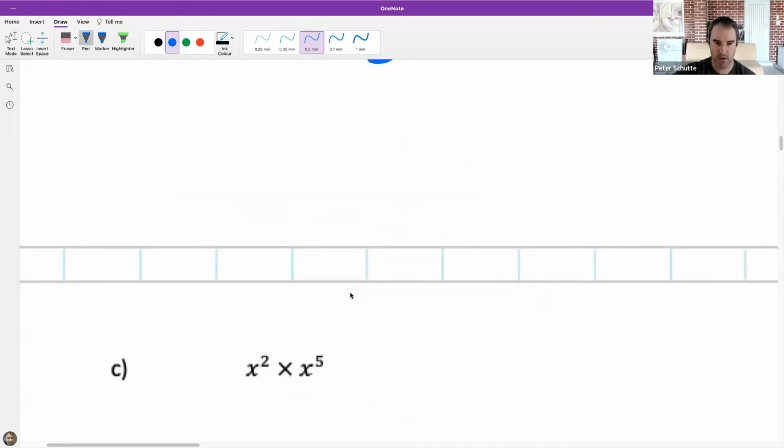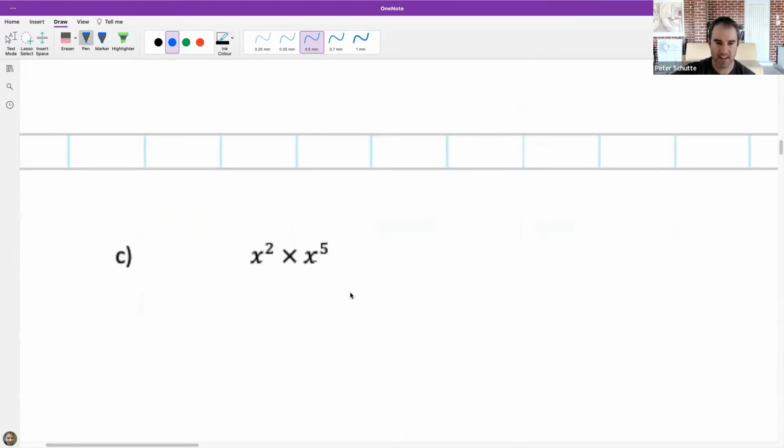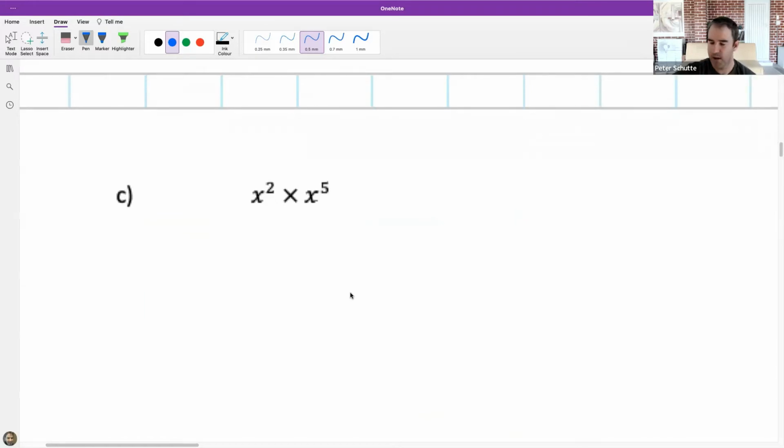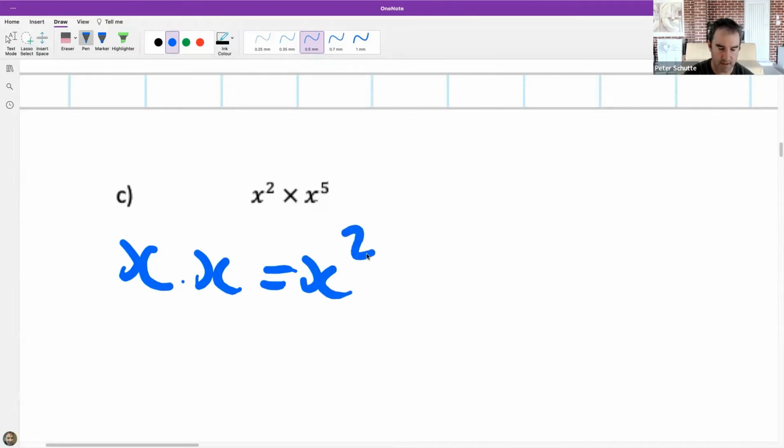Okay. Oh, what's going on here? Okay. This is a slightly different type of question. I want to see how many of you can get the answer straight away. All I'll say to you is x squared is the same as x times x. That's my hint to you. But I want you to tell me what the final answer is in the chat.